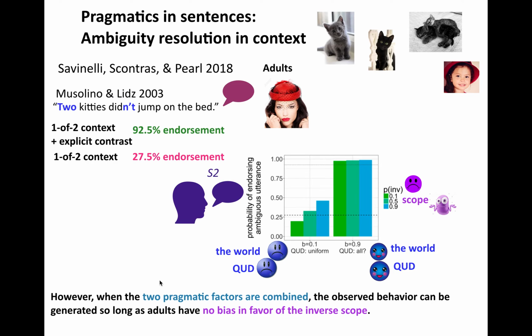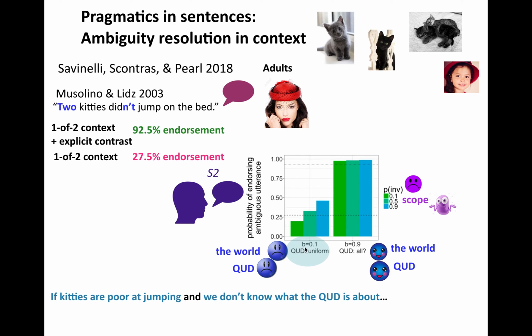Okay, so can we actually get that shift? So it turns out that you can. When the 2 pragmatic factors are combined, the observed behavior can be generated so long as adults have no bias in favor of the inverse scope. Okay, so remember we want to be down here, and then we want to be up there. So how do we get down here? We get down here by thinking that kitties are terrible jumpers, by having a bias for a question under discussion that's not very helpful. Did none of the kitties jump on the bed, right?